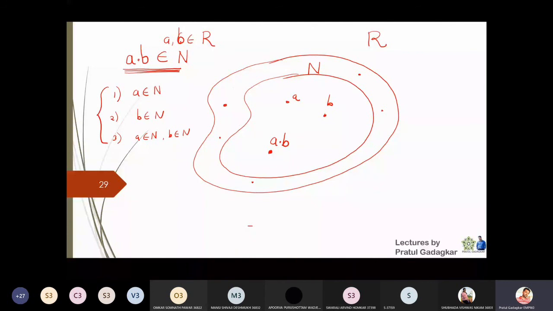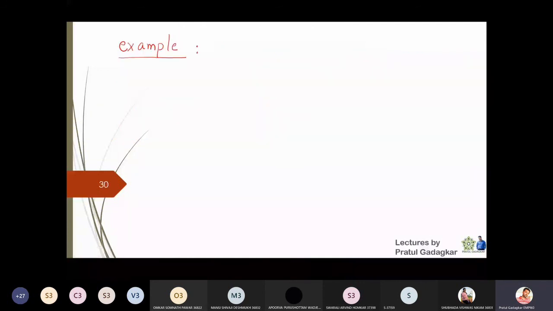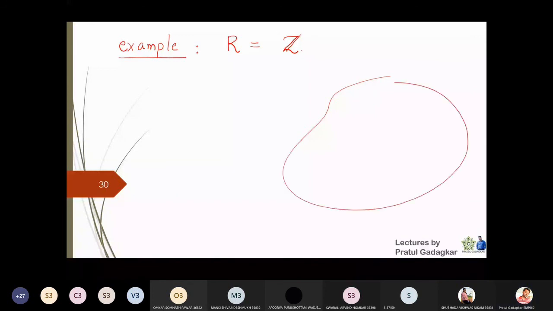Okay, I hope you are clear with it now. So let me just take one simple example. This example will clear most of your doubts. So we'll take the ring R equal to our simplest ring Z, having all integers. And which ideal am I going to consider? I'm going to consider the ideal as the singleton zero ideal.